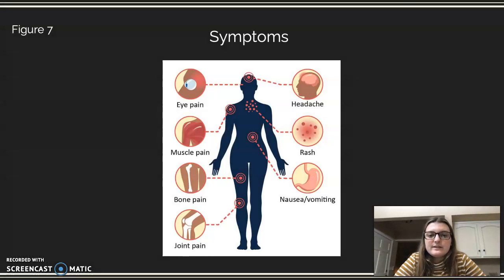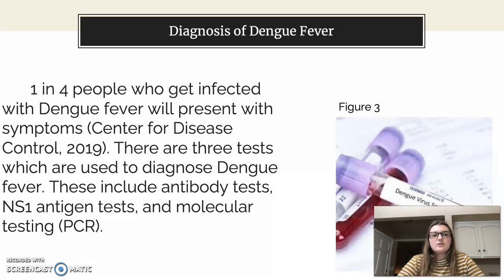Here we see a chart of the symptoms, and we can notice that it is most common for the aches and pains to be in the eyes, muscles, and the joints. For the diagnosis of it, 1 in 4 people who get infected will present with symptoms, so that's not too many. There are 3 tests used to diagnose it. These are antibody tests, NS1 antigen tests, and molecular testing in the form of PCR.